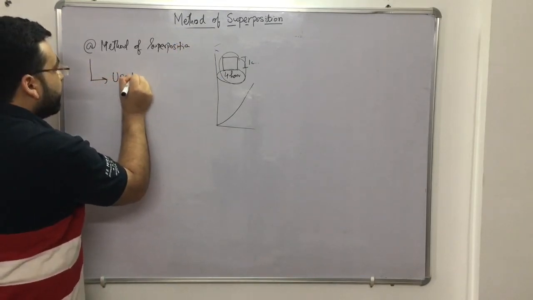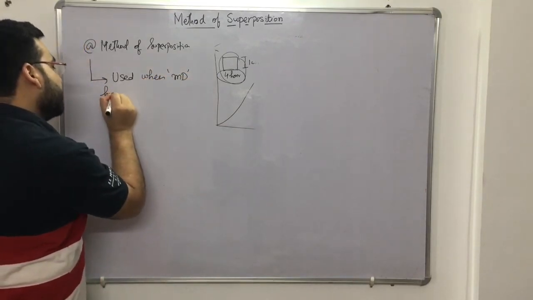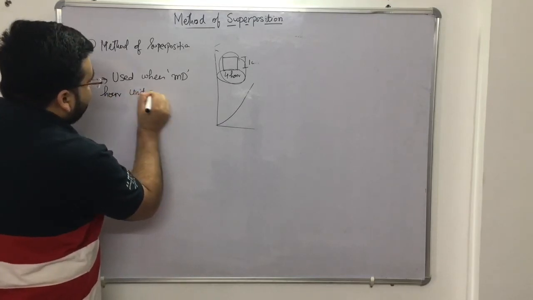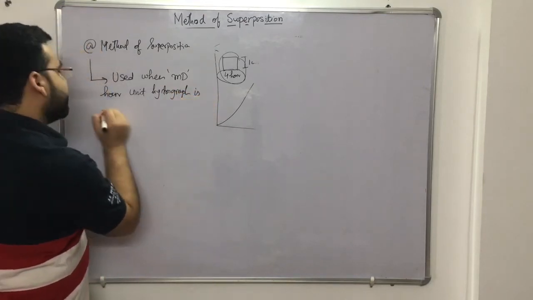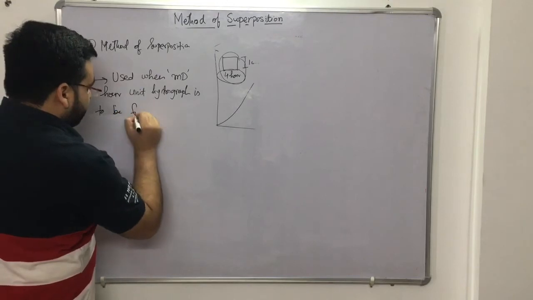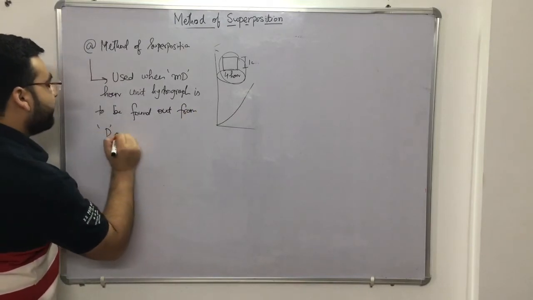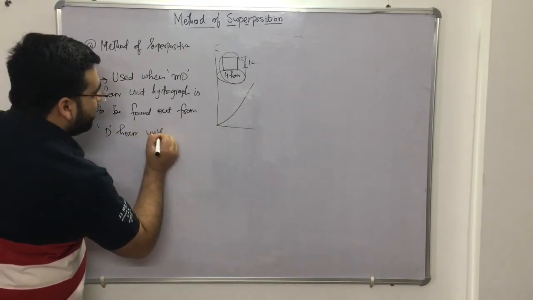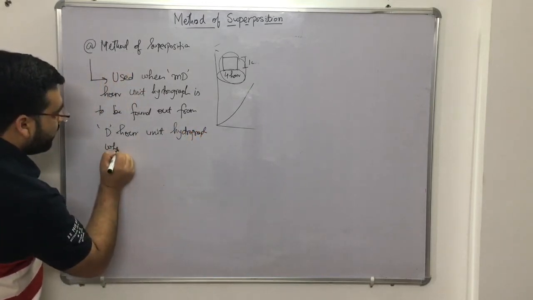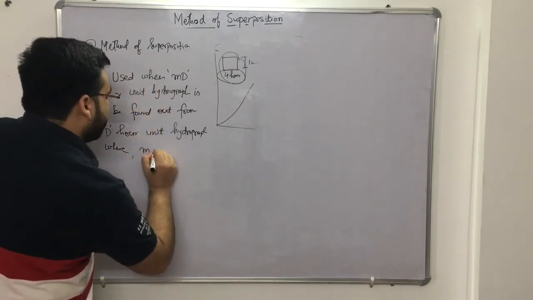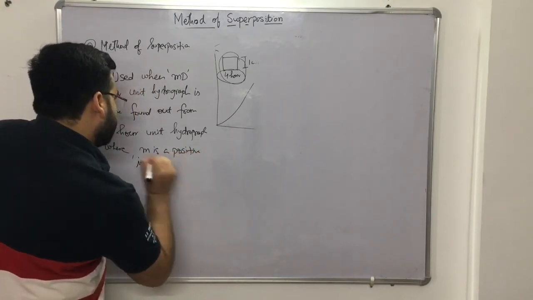It is used when the M-hour unit hydrograph is to be found out from the D-hour unit hydrograph, where M is a positive integer.